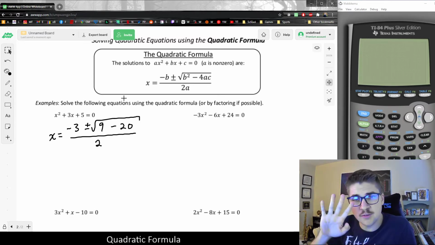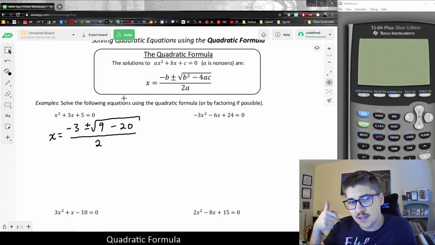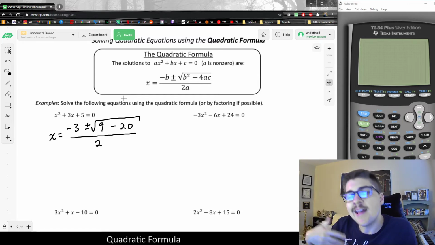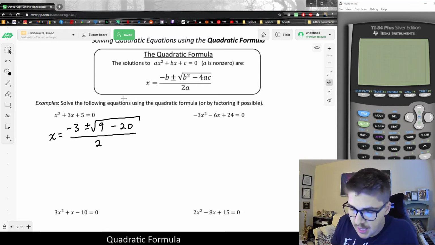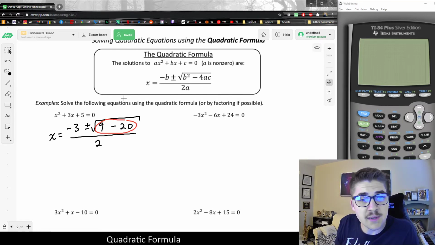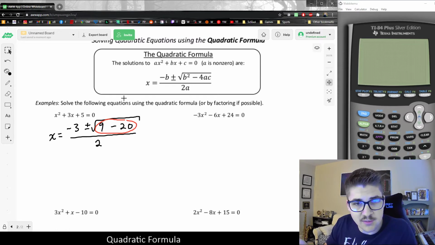So I kind of like to do it in 4 parts. What is negative b? What is b squared? What is minus 4ac? And what is 2a? Kind of plug all those 4 numbers in and then see what I'm working with. And as a reminder, the quantity on the inside of the square root with the quadratic formula, the b squared minus 4ac, is called the discriminant.